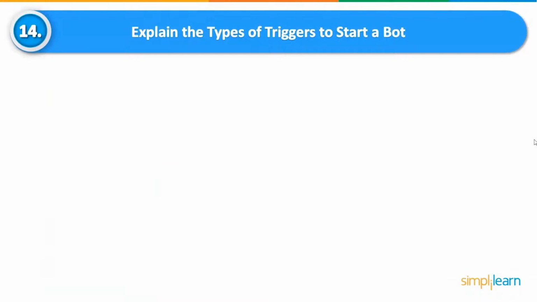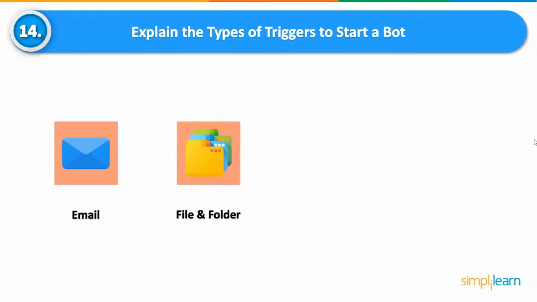Explain the types of triggers to start a bot. Email: in an email trigger, a bot is launched when a new email message arrives in the given email service, such as Microsoft Outlook, email server, or AWS server. File and folder: when a predefined file or folder event occurs, it starts a bot. As the trigger, you can choose from the following options, like when you make a new file or a folder, or when a file or a folder that already exists gets destroyed, or when you rename a file or a folder. The next type is hotkey.